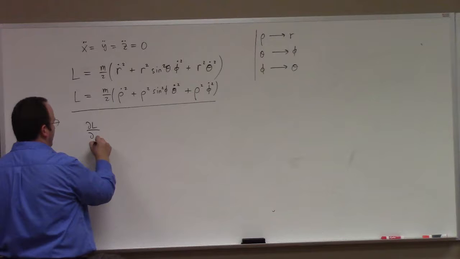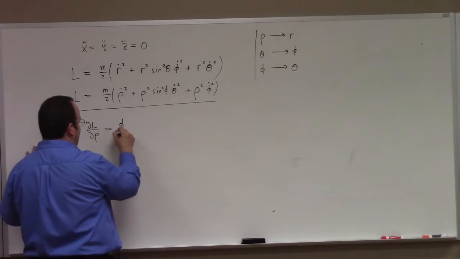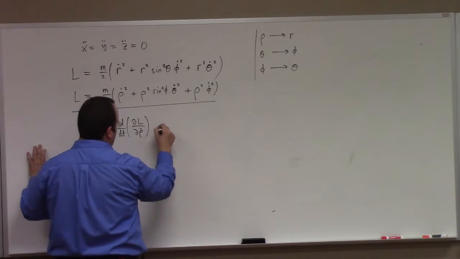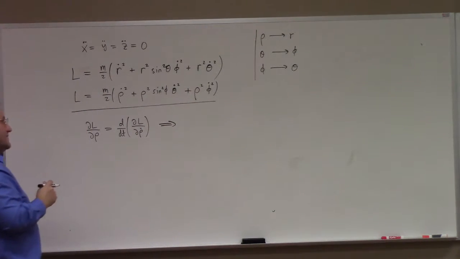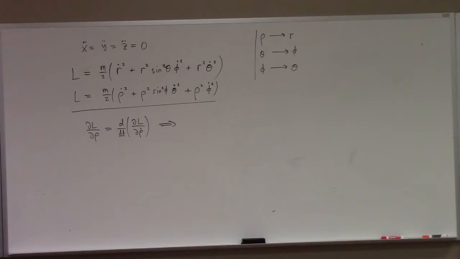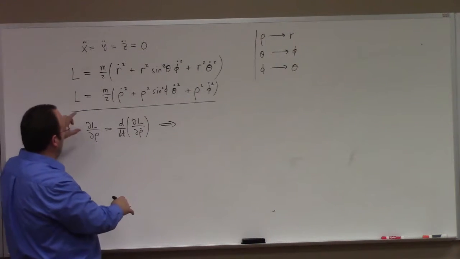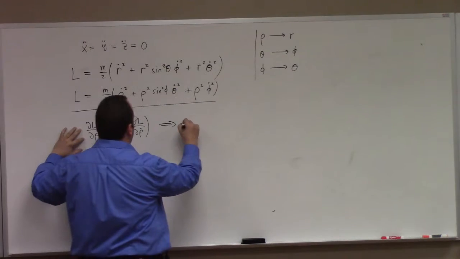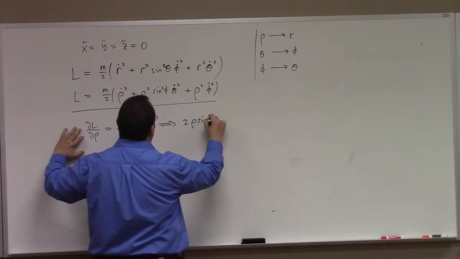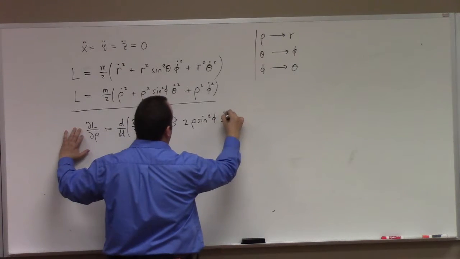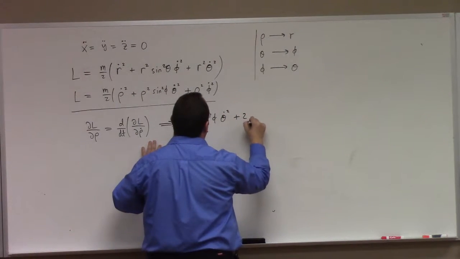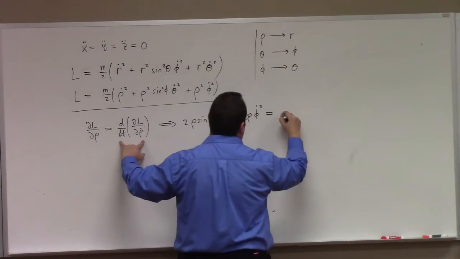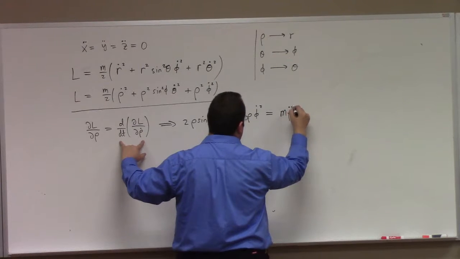Partial L, partial rho is equal to d/dt of partial L, partial rho dot. What's that? Oh, that's something. It's two things. It's 2 rho sine squared phi theta dot squared plus 2 rho phi dot squared equals, now this one's easier, m rho double dot.